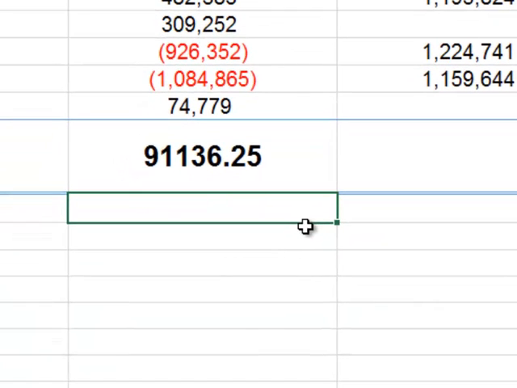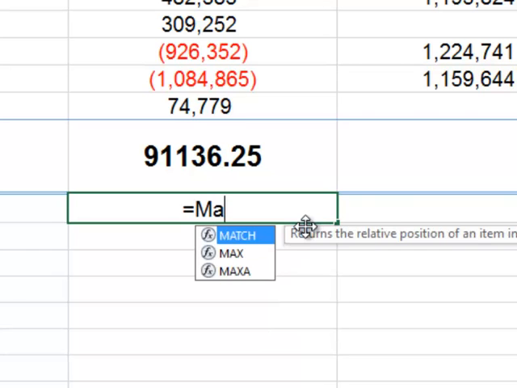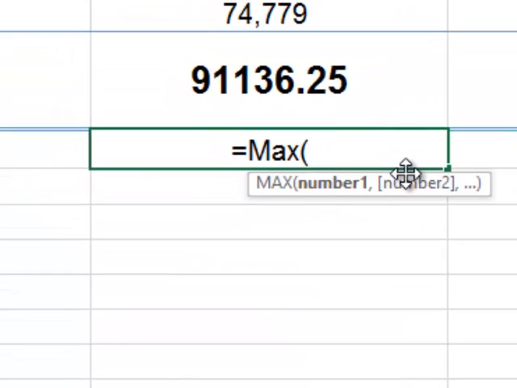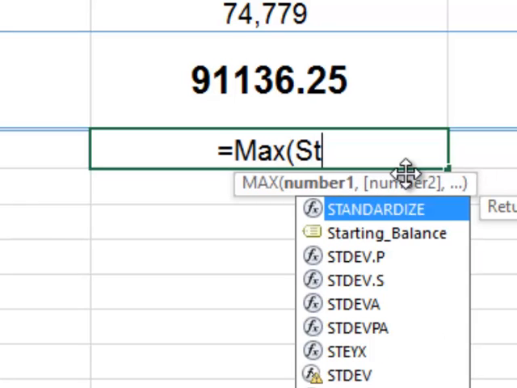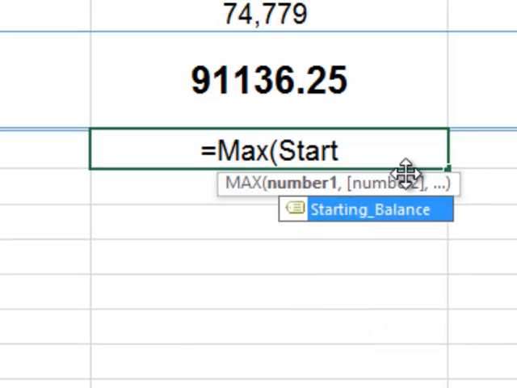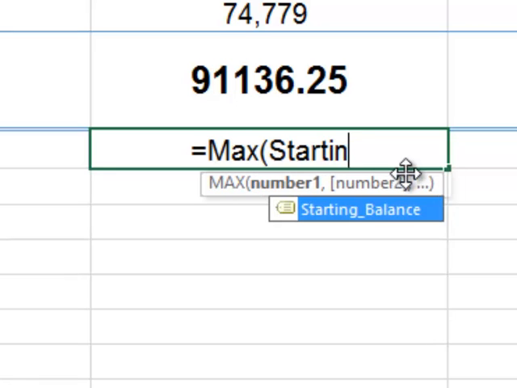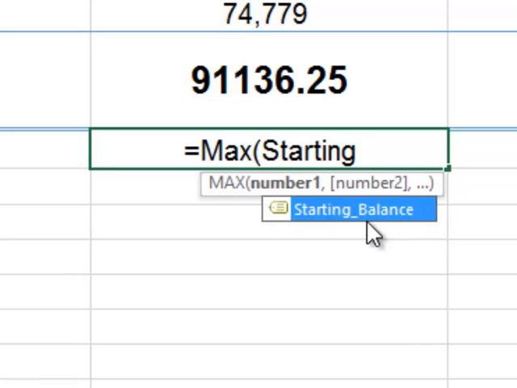This is how much money we started with on average. Okay, we started out with $91,000. Okay, so that's not too bad. Most businesses, though, start out with millions of dollars, but ours is $91,000, so it would work for us. So the max starting balance, what was our highest point? When were we doing the best?